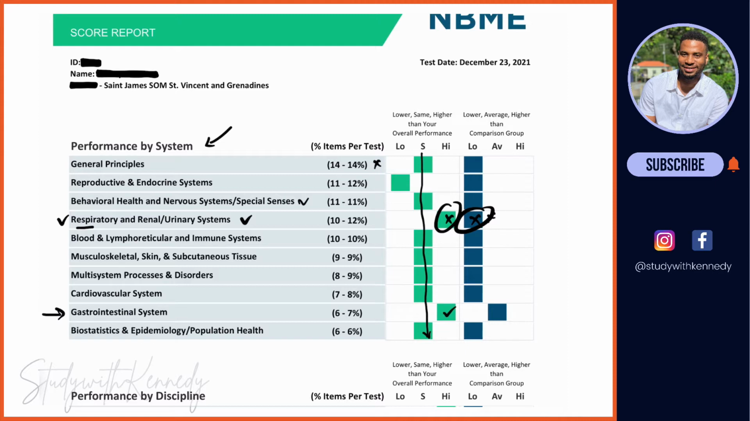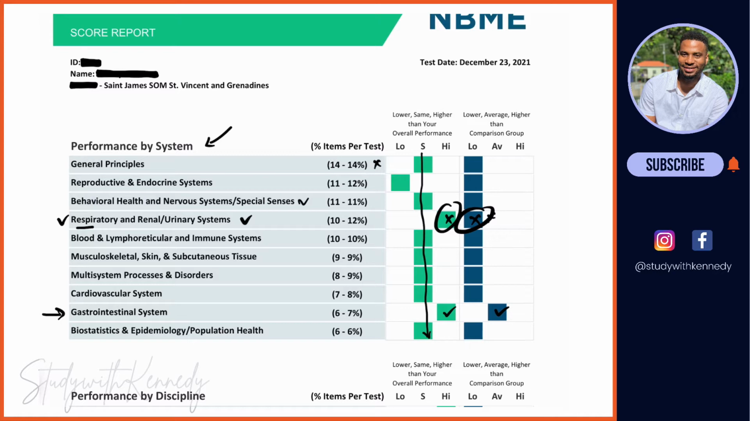But look at gastrointestinal system. Gastrointestinal system is high, and fair enough, it's average when you compare yourself to every other student writing the NBME. So what does this tell you? Your gastrointestinal system, for this student, I would say, good. You've done a good job with GI, right? So GI is probably not something she needs to emphasize, or GI is not something she needs to spend all her time reviewing.